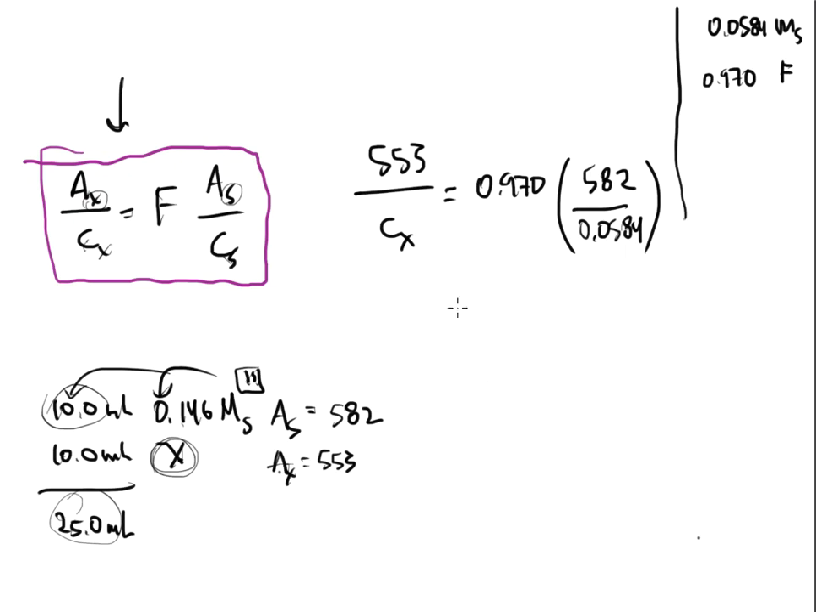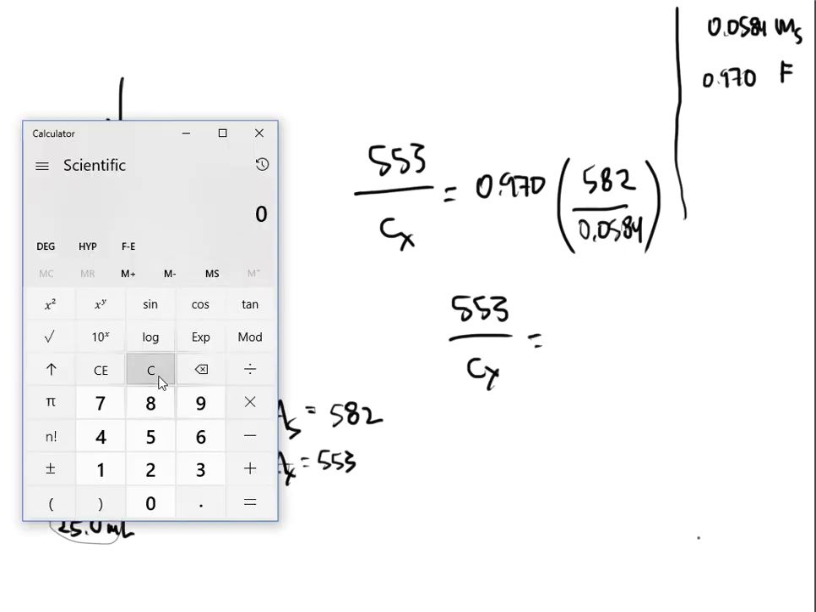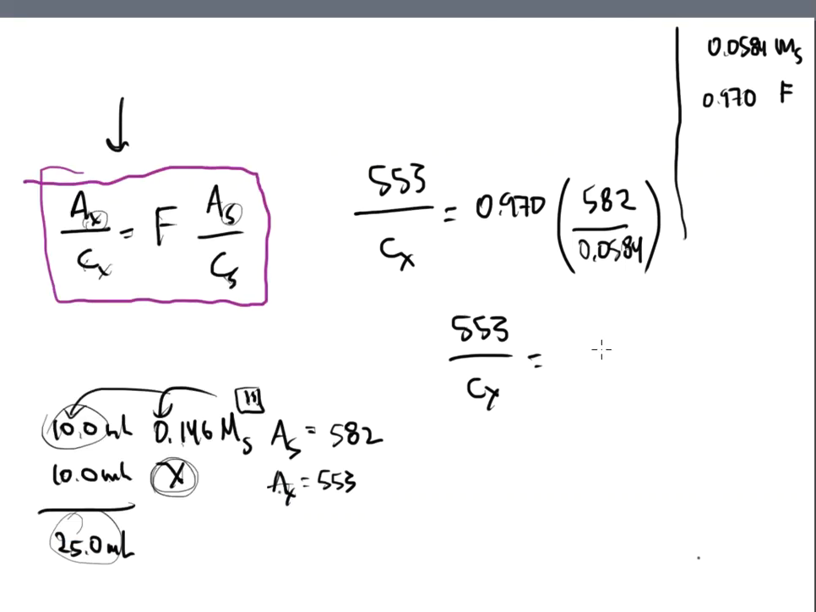So I need to solve this equation for the variable, and I'm going to bring in my calculator to help me do this. So 553 divided by C sub X equals, I'm going to start with the fraction first, 582 divided by 0.0584. That gives me 9,965, and then I'm going to multiply that by 0.970, right? So that gives me 9,666.7.